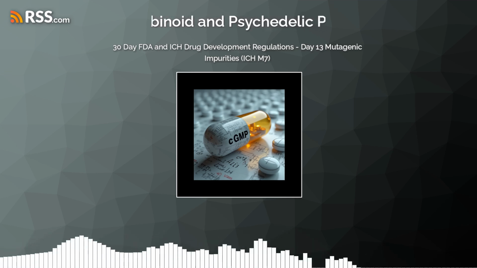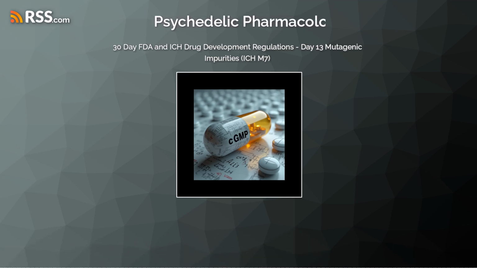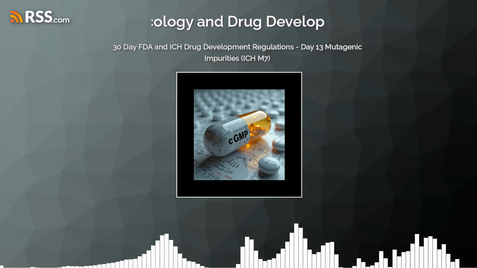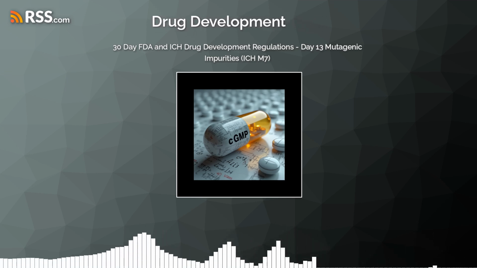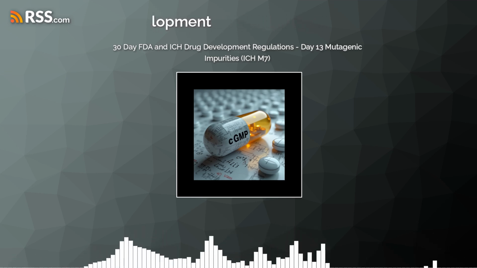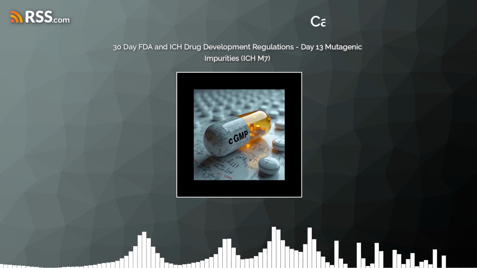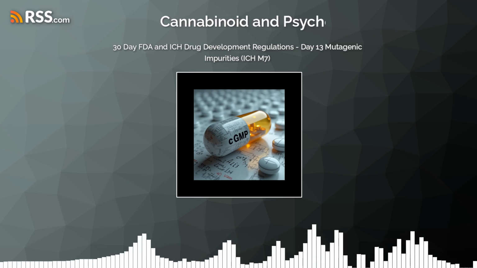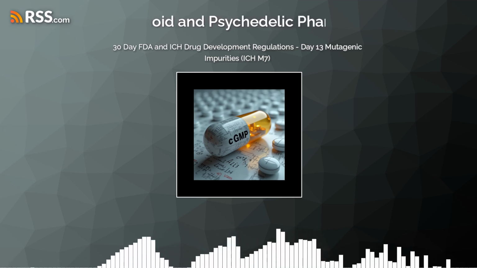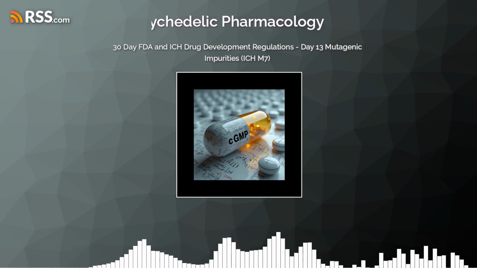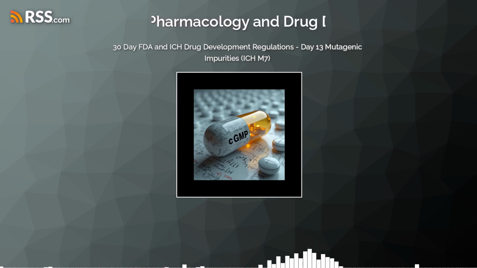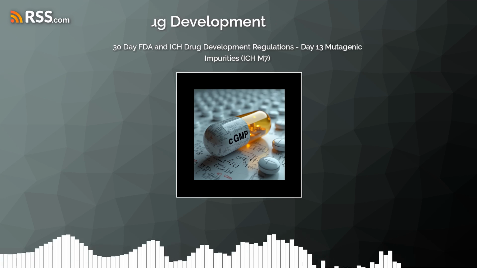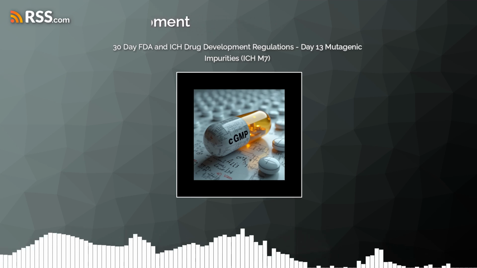Right. But what happens if a particular step isn't as effective as they'd like it to be? Well, that's where the iterative nature of drug development really comes in. Okay. They might need to go back to the drawing board and optimize that step. Perhaps they need to adjust the temperature or the solvent. Right. Or even the duration of that crystallization process to improve its effectiveness. So it's a process of continuous improvement, really.